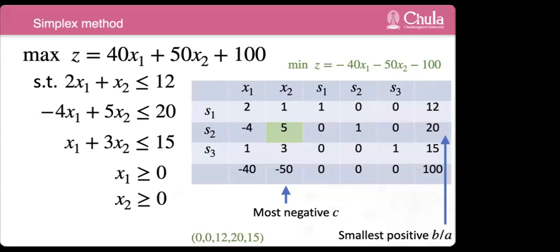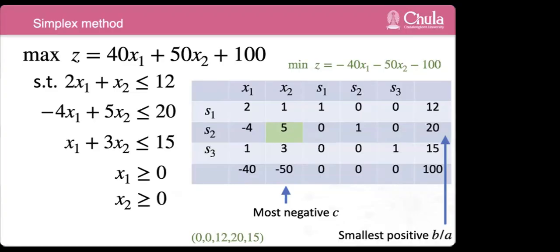Okay? And everything looks perfect because on the right-hand side we have positive numbers, right? So the last line is the coefficients of the objective function, minus 40, minus 50, and the 100 here. We move it to the right, so minus 100 becomes 100.